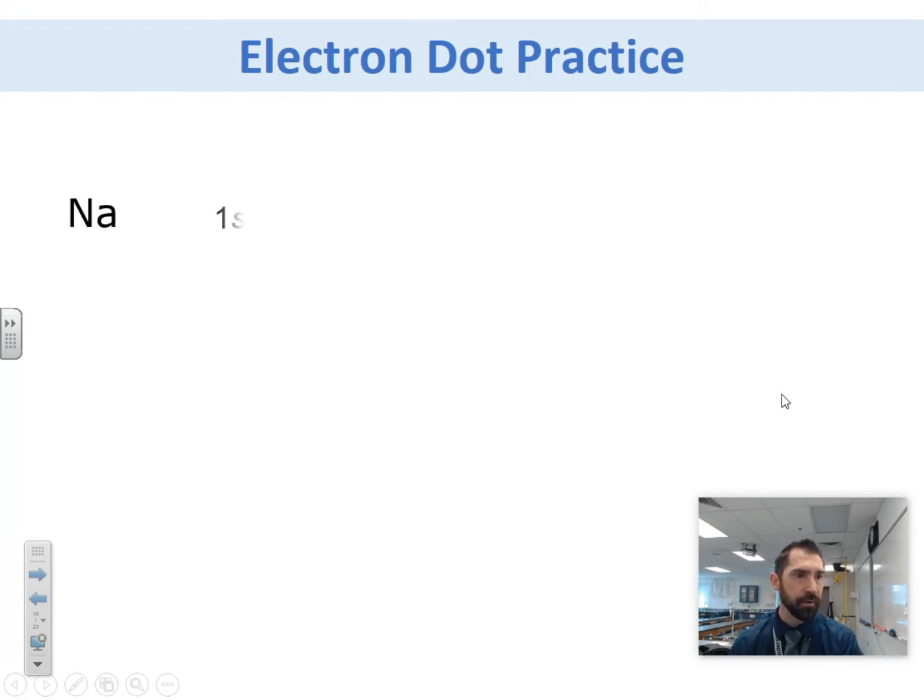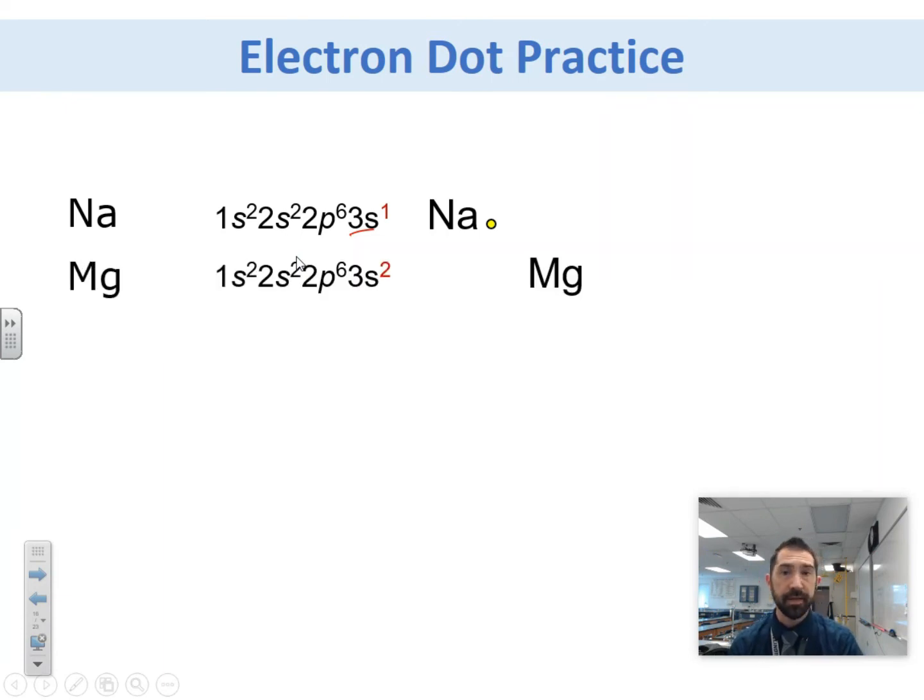If you look at sodium's configuration, it's going to end in an S1. So the outermost energy level is the third, which means 1 valence electron, or just look at sodium. And right above that group, you should have a big number 1. So there's your 1 valence electron. We're going to move over to magnesium. Ends in S2, 2 valence electrons. There you go. I mean, honestly, I think you get the idea.